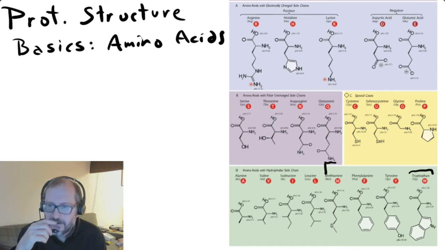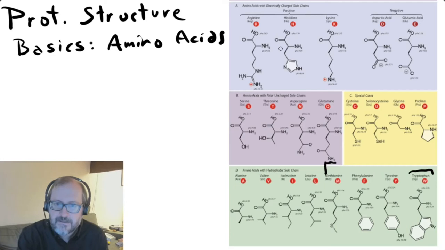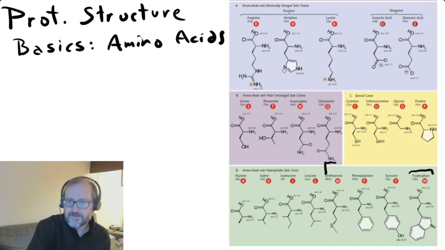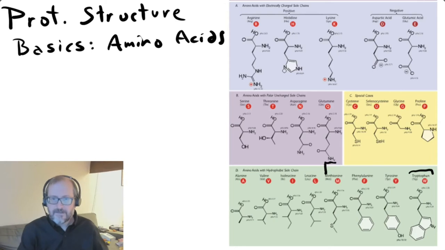And then we have charged. So aspartate and glutamate have a negative charge, and arginine and lysine have a positive charge. And histidine sometimes has a positive charge and sometimes is neutral. It depends on the pH.